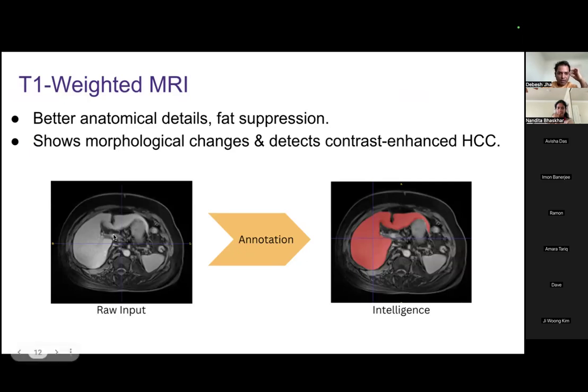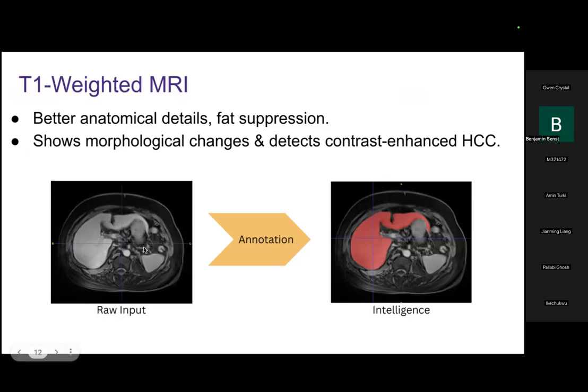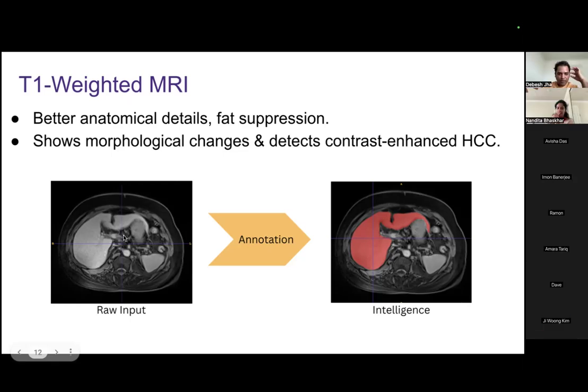This is an example of T1 weighted images, where T1 weighted is used to show the anatomical detail, and where fat is suppressed. Both T1 weighted and T2 weighted have their different advantages, and that's why we try to include both. T1 weighted is better at showing morphological changes and detecting contrast enhanced SCC. It is also useful, for example, if you have to see vessels.